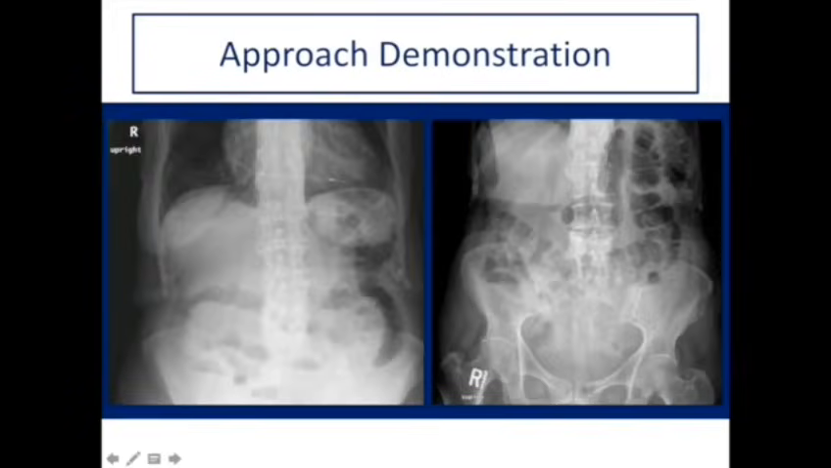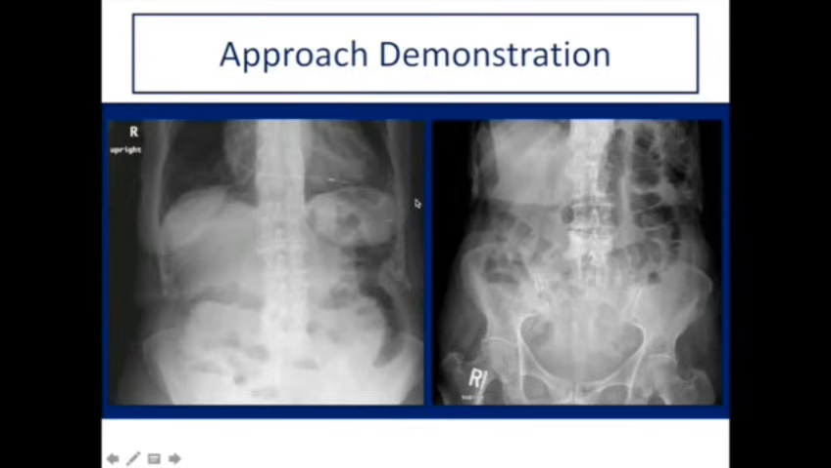Okay, so let's apply this approach informally. We have an upright film here on the left and a supine film here on the right, and the history that you're given is abdominal pain, rule out free air. So once we've looked at the quality of the x-rays, we can start looking for pathology. Let's start with step 1, looking at all the things that are very dark, aka looking for air.